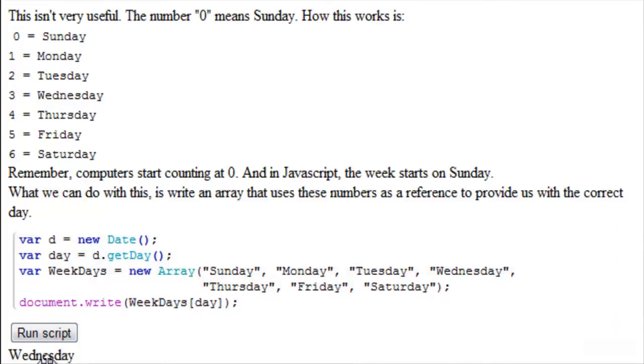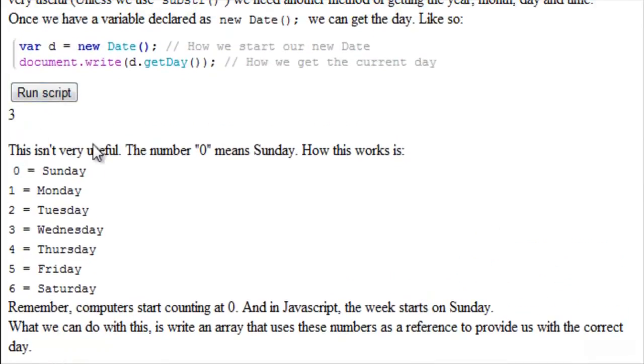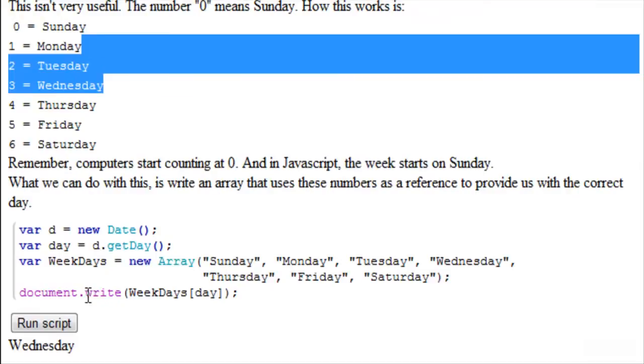We get Wednesday. Now looking at what we showed before, document.write(d.getDay()) is equal to 3. We go down our chart, 3 is equal to Wednesday. And that's exactly what it produced.